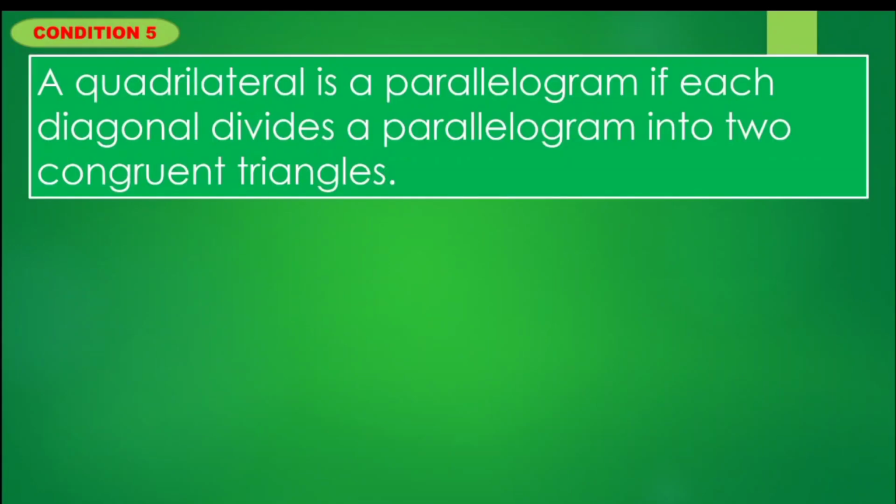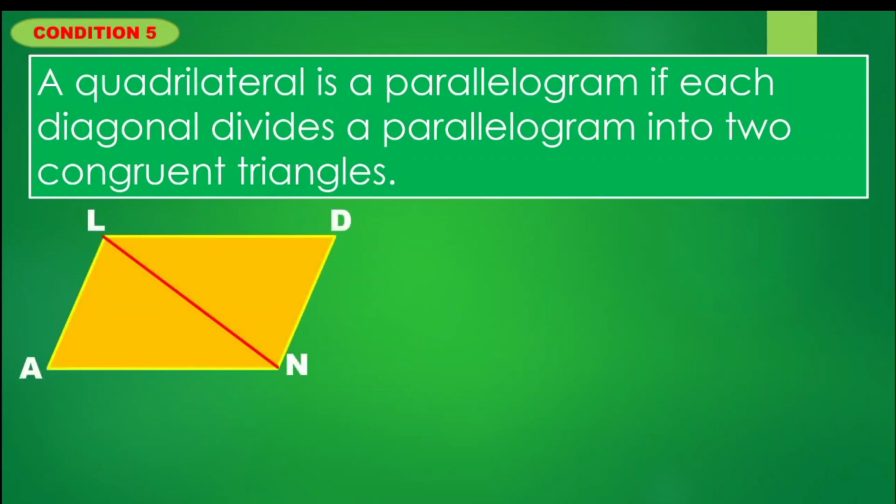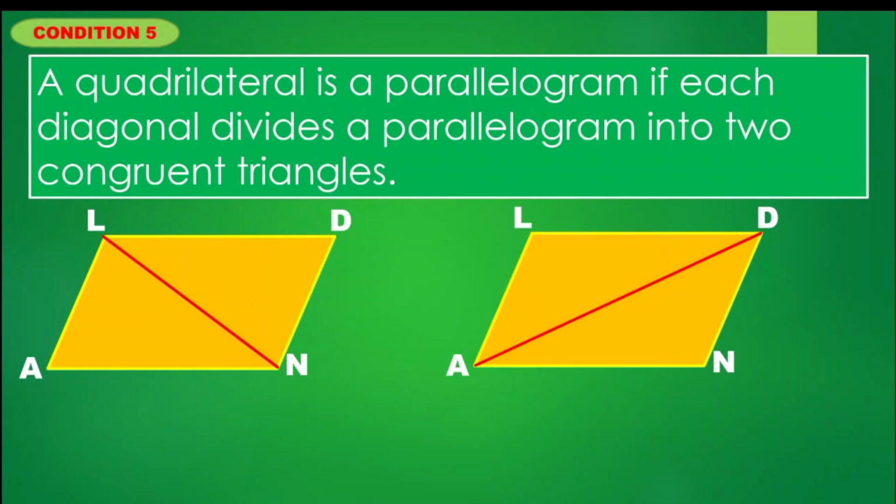Okay, condition number 5. A quadrilateral is a parallelogram if each diagonal divides the parallelogram into two congruent triangles. Will it really make a triangle? Let's try it out. We have here diagonal LN. Are there triangles formed out of that diagonal? Well, of course, you have that triangle and this triangle here below. And as well as this one.